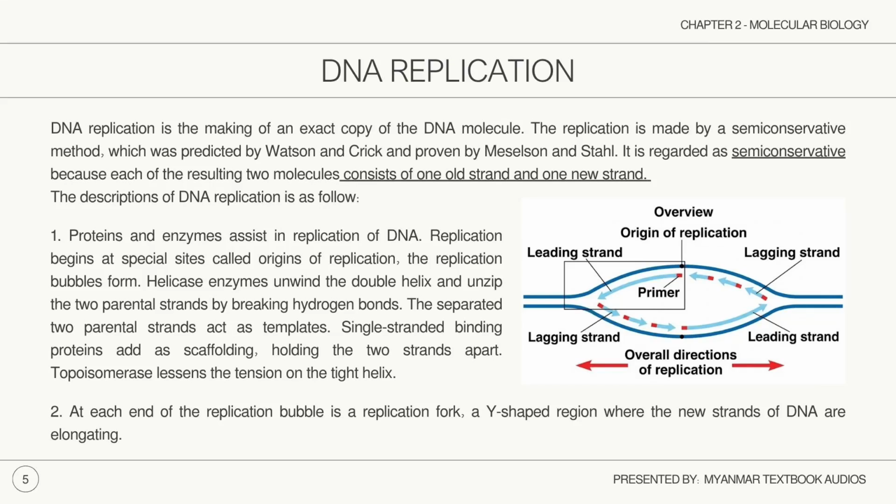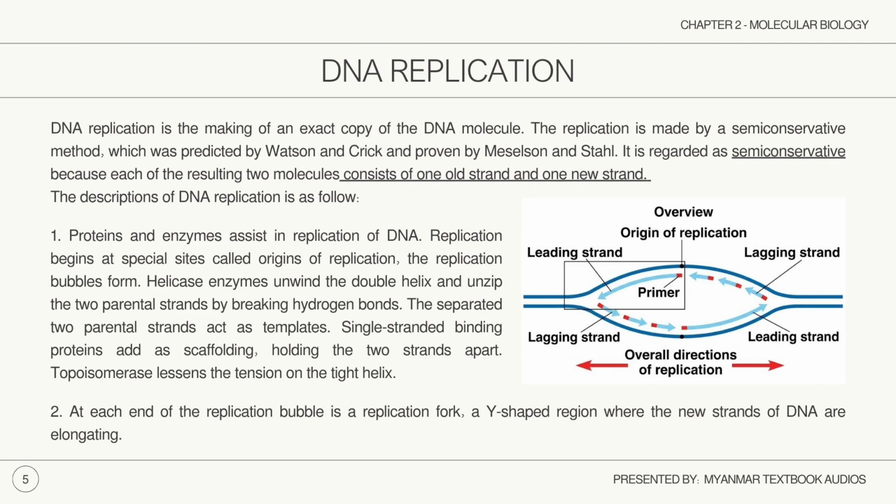DNA replication. DNA replication is the making of an exact copy of the DNA molecule. The replication is made by a semi-conservative method, which was predicted by Watson and Crick and proven by Meselson and Stahl. It is regarded as semi-conservative because each of the resulting two molecules consists of one old strand and one new strand. The description of DNA replication is as follows.